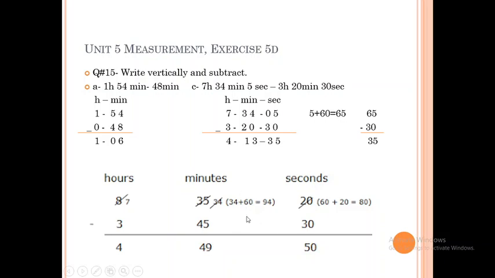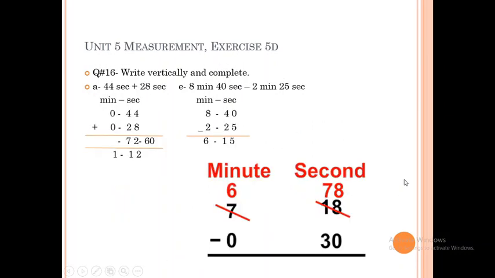For this working, you can use the column on the right hand side in the page as a working column, or with the sum you can write as I have written here. Now 7 is remaining here. 7 minus 3, answer is 4 hour. 4 hour 49 minutes and 50 seconds.